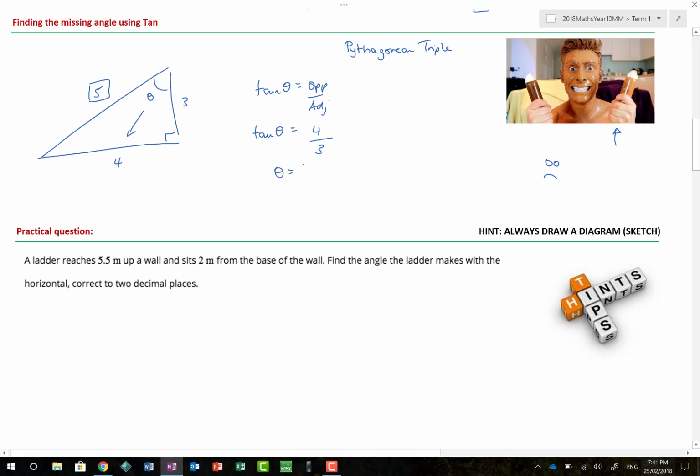So again, theta becomes tan to the -1 of 4 over 3. So putting that into my calculator, tan to the -1 of 4 divided by 3 gives me the wonderful value of 53.13 degrees to 2 decimal places. And I'm going to put 2dp in brackets just to help.